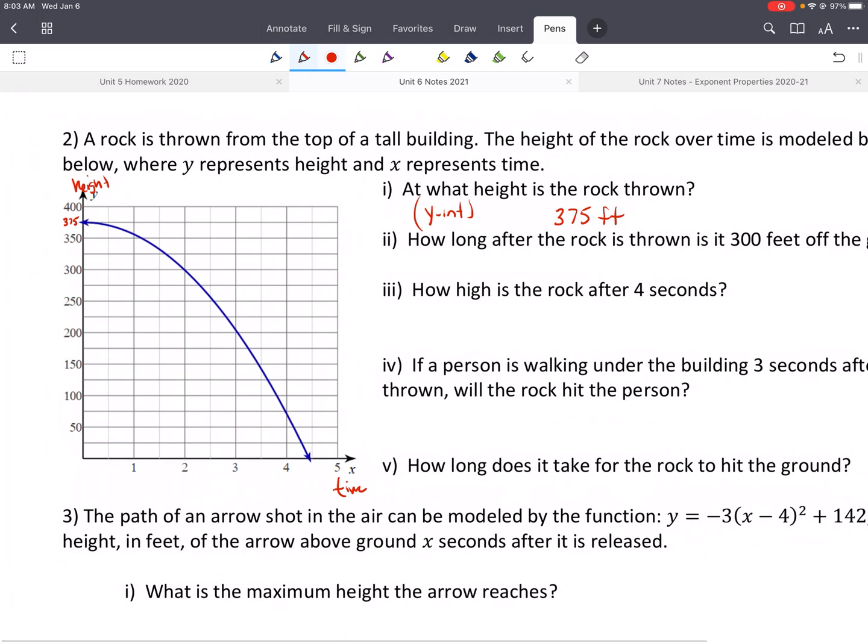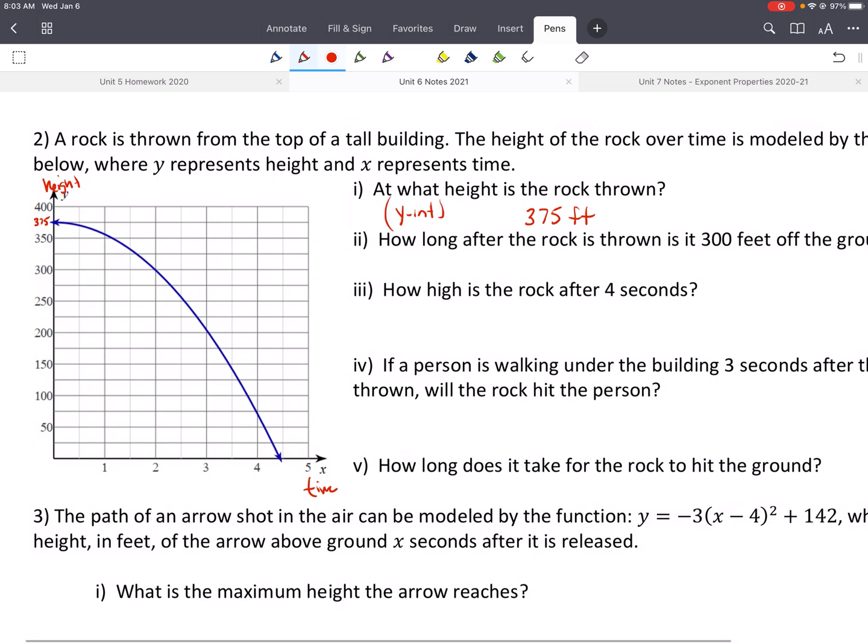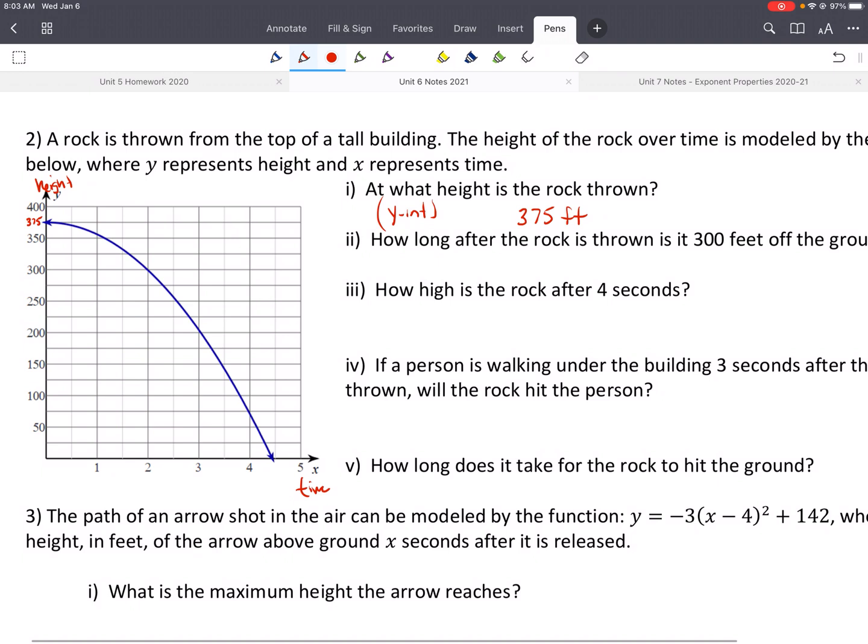Okay. How long after the rock is thrown is it 300 feet off the ground? We want to look at 300 feet, that's right here. We go over and figure out what time that was at. That's at 2 seconds. Number 3 says, how high is the rock after 4 seconds? Here we go to 4 seconds and go up, and you just do your best guess. I'm going to go straight over there and say it's about 75, but it's probably a little less than that.